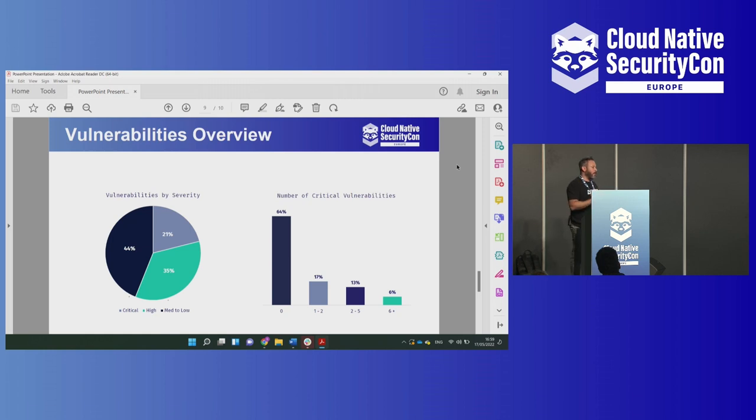Finally, vulnerabilities. Misconfigurations always go together with vulnerabilities. What we've seen is that 44% of the vulnerabilities were medium, 21% were critical, and 35% were high. In terms of critical vulnerabilities, 35% of clusters had at least one critical vulnerability in one of the workloads, and 6% had more than six. Of course, critical vulnerabilities are the things we are most concerned about, but we also always need to think about them in conjunction with misconfigurations.